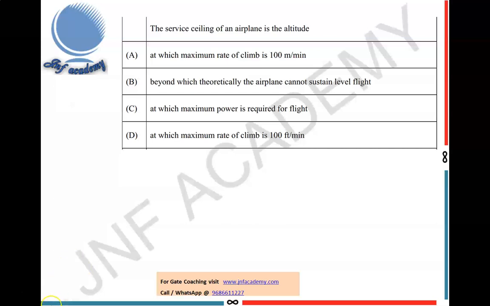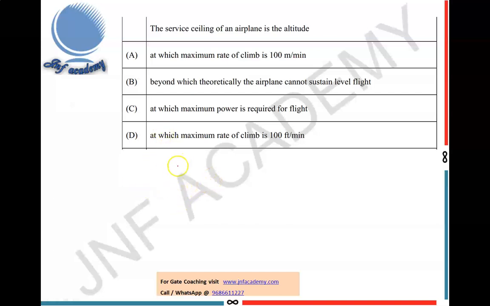The question here asks: the service ceiling of an airplane is. So it's a very easy question. Basically, they're just asking the definition of service ceiling. There are n number of ceilings in the aircraft, right? One is service ceiling, the other is absolute ceiling, the other is propulsion ceiling, design ceiling, like different ceilings are available. The most common ones are absolute ceiling and service ceiling.